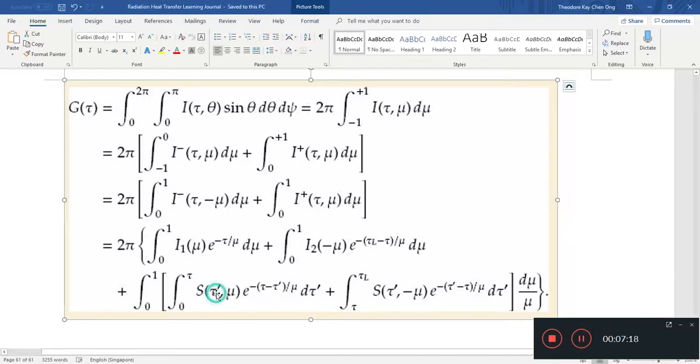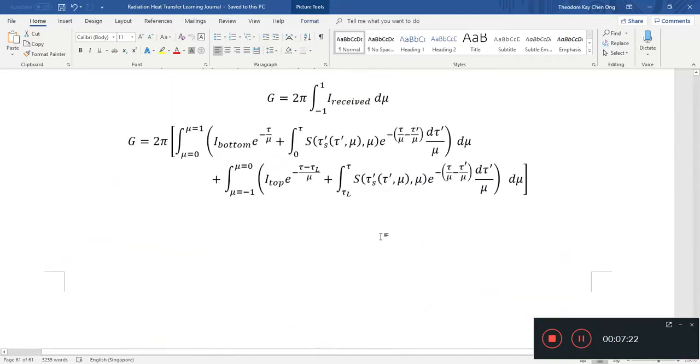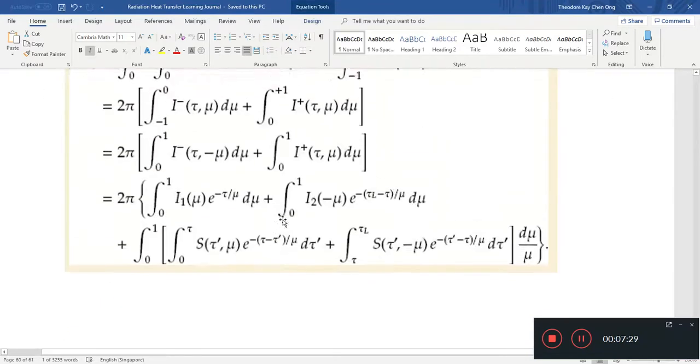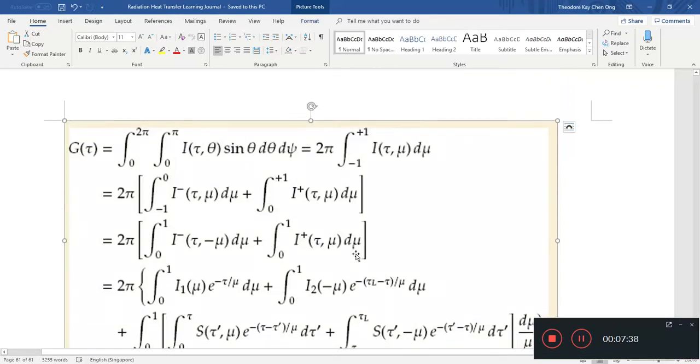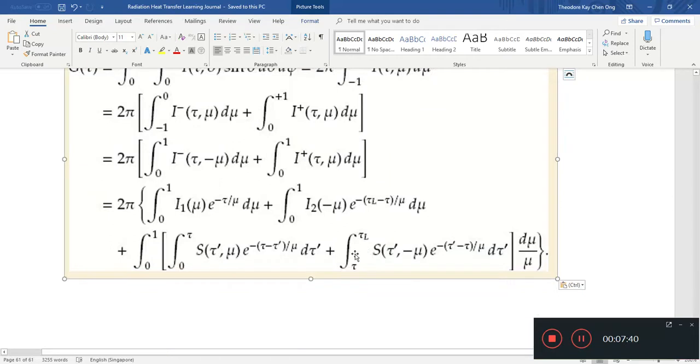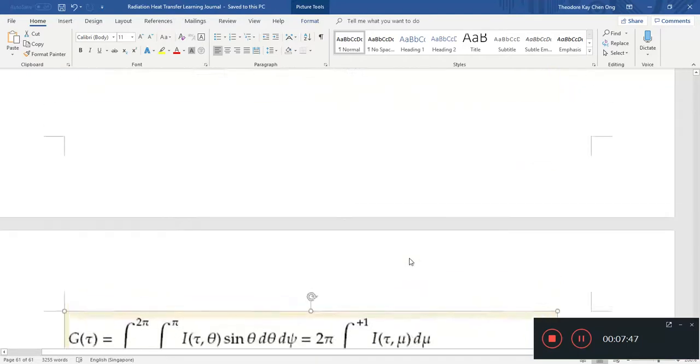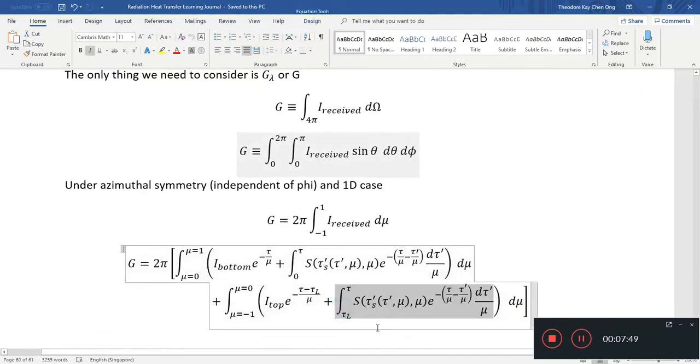and then we have the integral over all solid angles of the source terms, which are this one being from the bottom plate, and that will correspond to this first term over here, and the second one from the top plate going towards the bottom, and that will be this term over here, which is the same as this term over here.